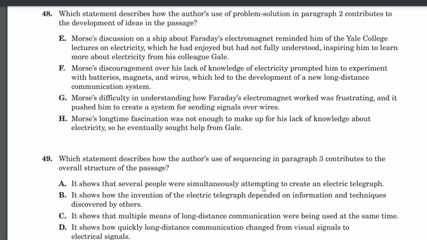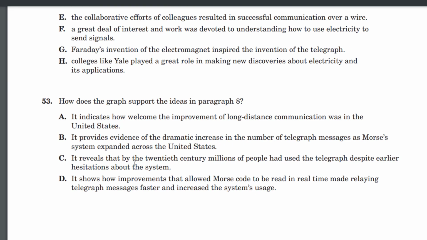So the growth in the number of messages is increasing almost exponentially. Let's see the possible answer choices. 53. How does the graph support the ideas in paragraph 8? The correct answer is B. It provides evidence of the dramatic increase in the number of telegraph messages as Morse's system expanded across the United States. The scope was the United States. We saw that in the graph. The y-axis was the number of messages sent in millions. So that number expanded given the bar charts, even exponentially. So that showed a dramatic increase. So B is the right answer.